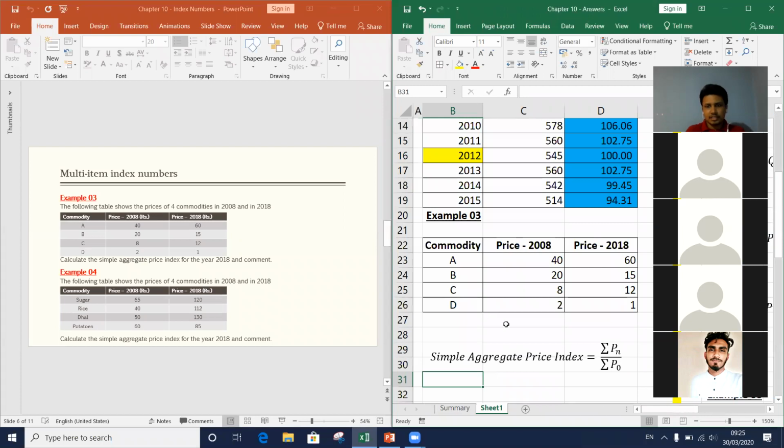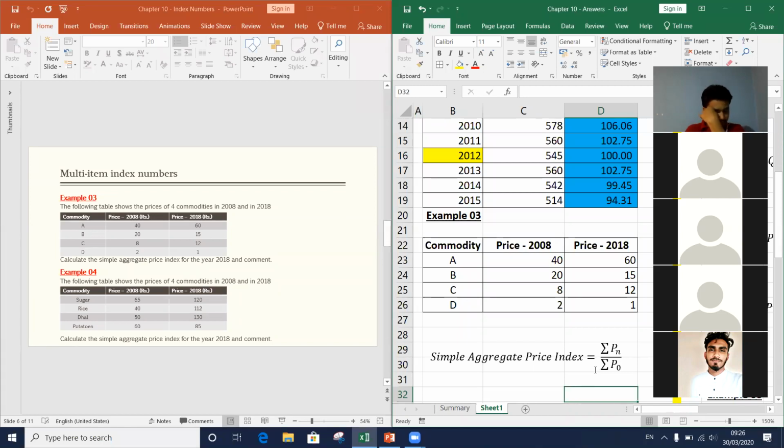Here, what does this mean? Simple aggregate price index. This is what we have asked to calculate. කොහොමද calculate කරන්න පුළුවන්? Sigma Pn divided by sigma P naught. Sigma Pn බෙදන්නලු sigma P naught වලින්. ඒ කියන්නේ අපිට තේරෙන විදිහට කිව්වොත්, current year prices වල එකතුව බෙදන්නලු base year prices වල එකතුවෙන්.